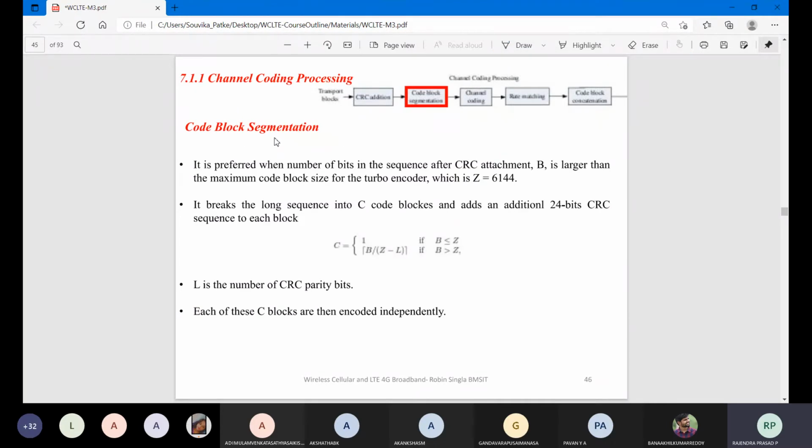Then we have code block segmentation. So why do we do segmentation? Because we want to have a clear picture, and we should know how many bits we are transmitting and how many bits we are receiving, right? That is one of the important parts. To know that, you should generate the code blocks. That is why we calculate everything perfectly.